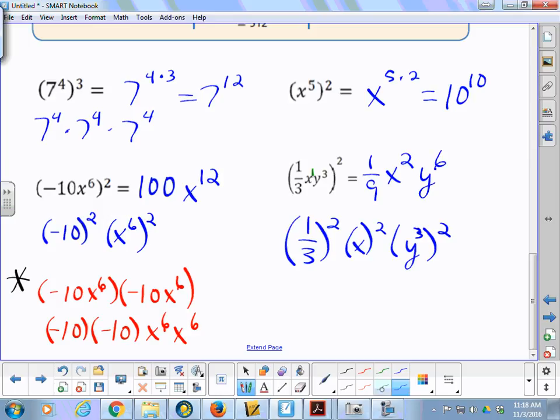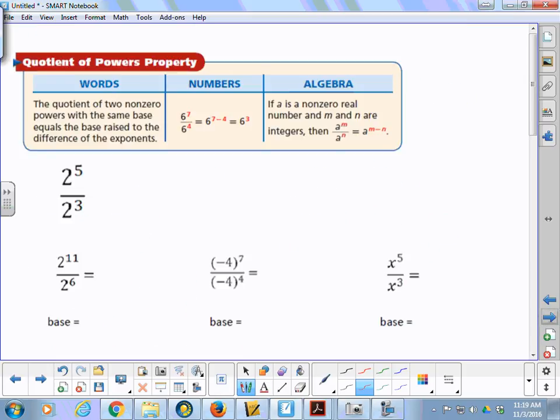So we have this exponent on the outside of the parentheses. I'm going to multiply it by any exponents on the inside. So that's the power of a power rule. So we call that just the power rule. Okay. Then we have what's called the quotient rule. Okay. The quotient rule involves division.